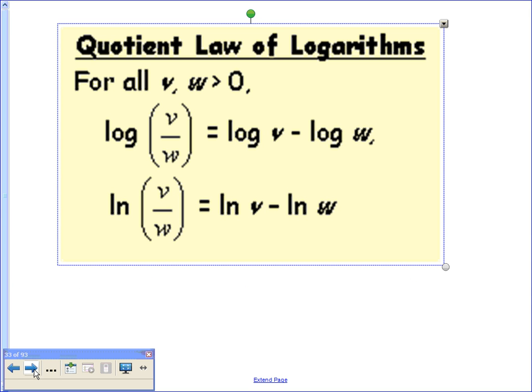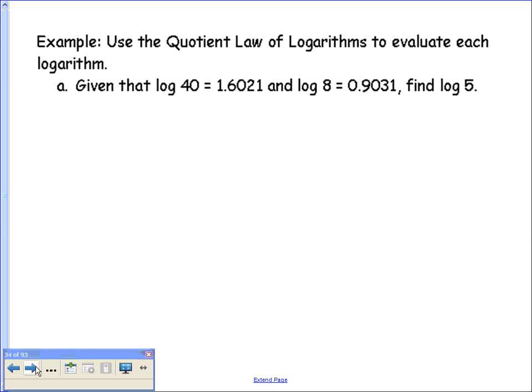Okay, and then we have the quotient law of logarithms. The quotient law says that if you have a single logarithm with a quotient, then that can be rewritten, expanded, as the log of v minus the log of w. And the same works when we have natural logarithms. Now let's apply that to a problem.